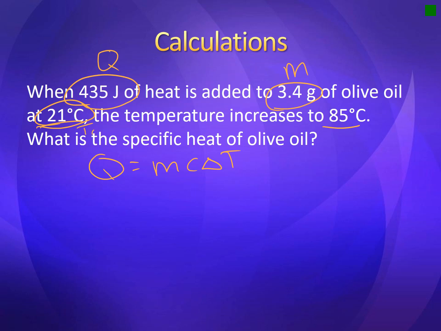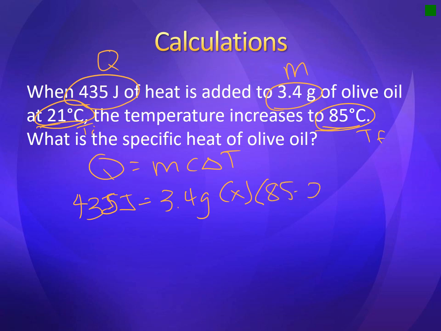21 degrees is going to be my initial temperature, and 85 is going to be my final temperature. So my Q is 435 joules. My mass is 3.4 grams. My C is what I'm trying to solve for. And my delta T is final, which is 85, minus my initial, which is 21. When we put it all together, I get 64 for my temperature difference.